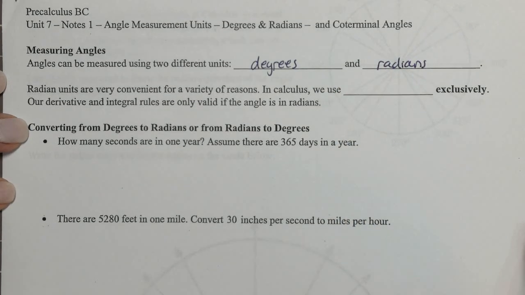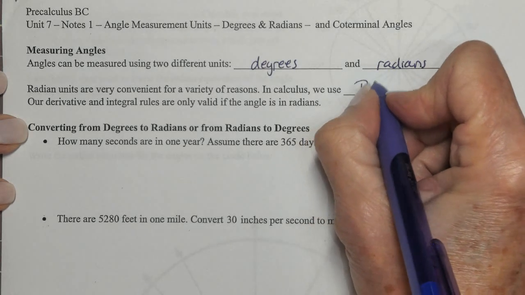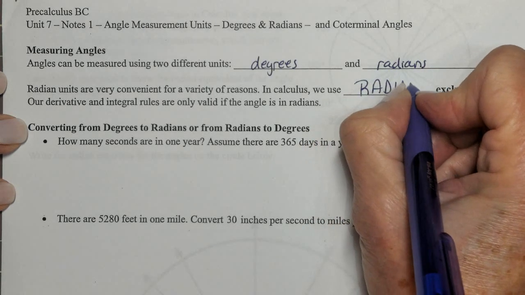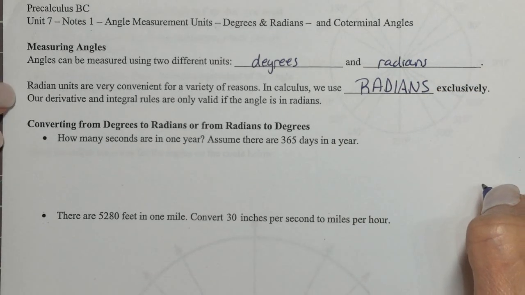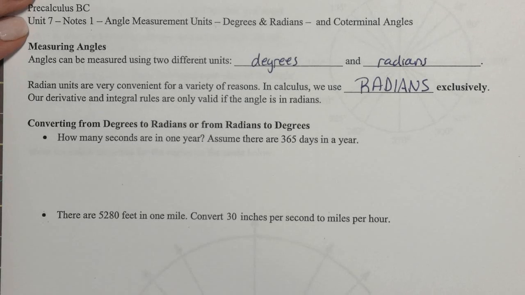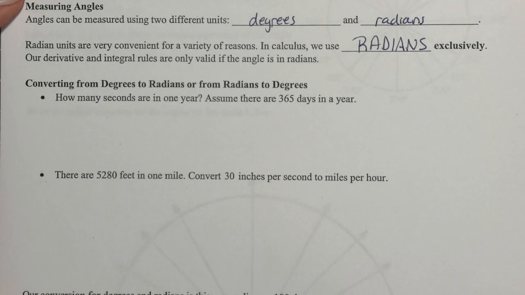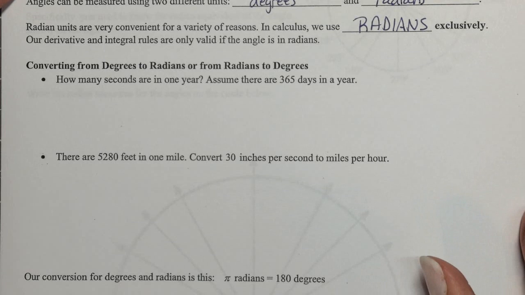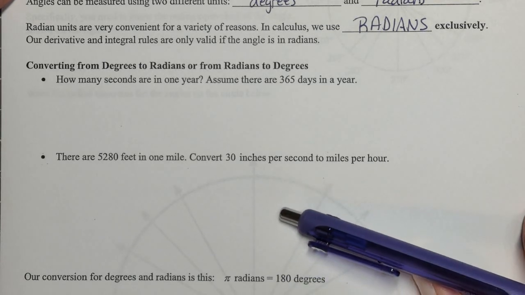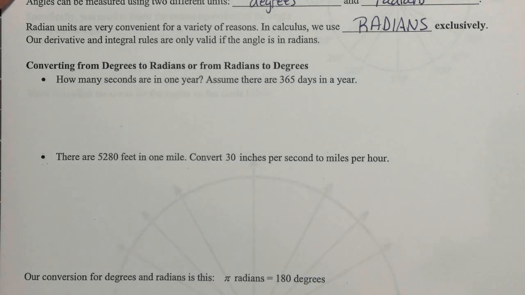Radians are very convenient for a variety of reasons, and in calculus we use radians exclusively. Our derivative and integral rules are only valid if the angle is in radians. So let's talk about converting. We would like to know how to convert from radians to degrees, degrees to radians, and so let's review just how to convert units in general.